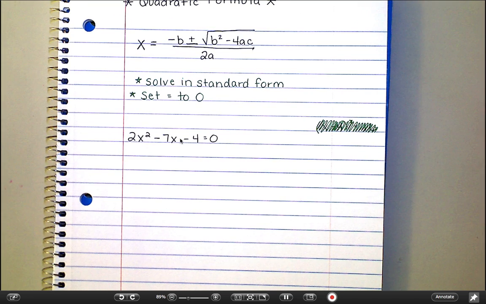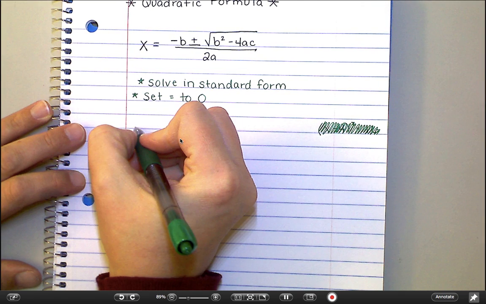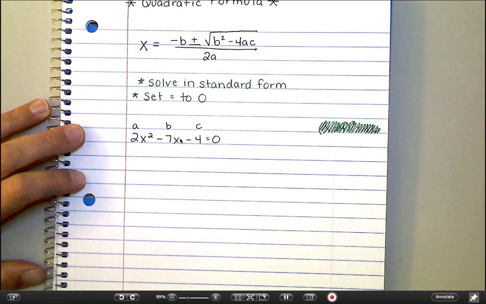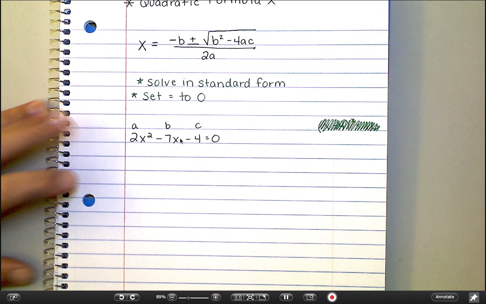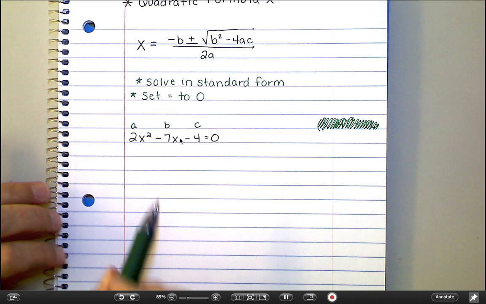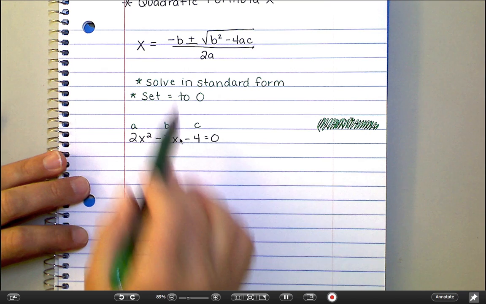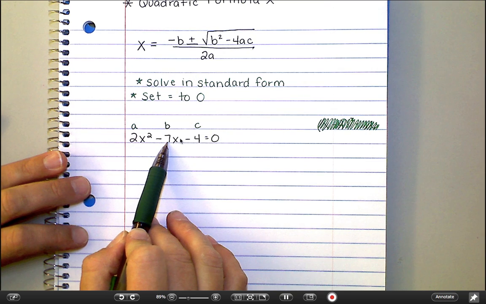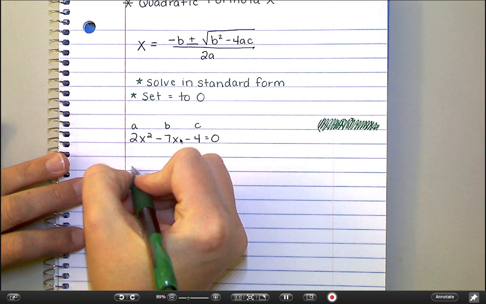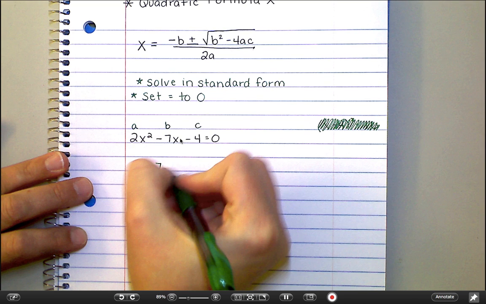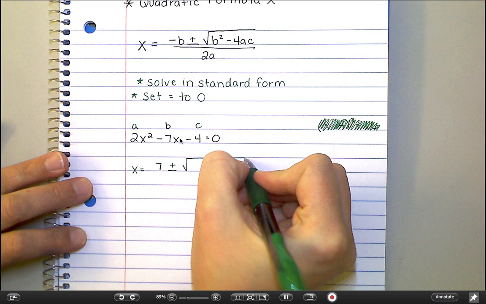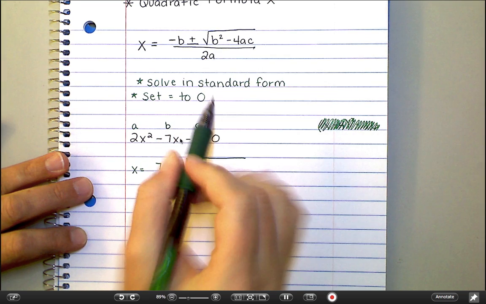Okay, so first thing is we need to identify A, B, and C, and that's just here. A, B, and C. I tried using a different color. This is supposed to be green versus black, and it's not showing up too well. So now I'm going to plug these things into the formula. So negative b means I want to use negative 7, so that's going to be positive 7 plus or minus the square root of, and then I'm doing b squared.